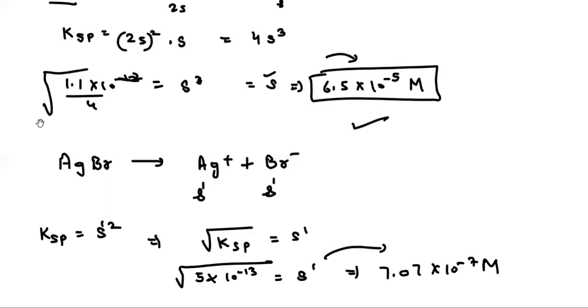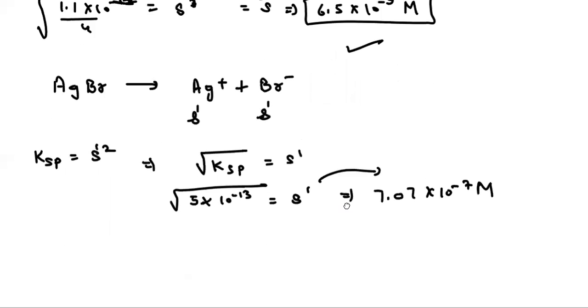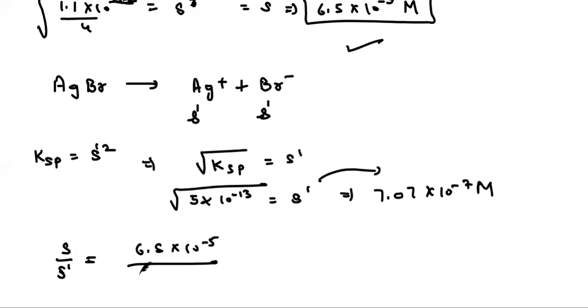And in the question, I guess they were asking about the ratio, isn't it? So how can we find out the ratio? Ratio is very simple: S upon S dash. Some people are saying, "Oh, we have found S and S dash, but I don't know how to take the ratio." A ratio simply means you have to divide that. So it would be 6.5 into 10 to the power minus 5 divided by 7.07 into 10 to the power minus 7, and 10 to the power minus 5 and 10 to the power minus 5 easily cut down.